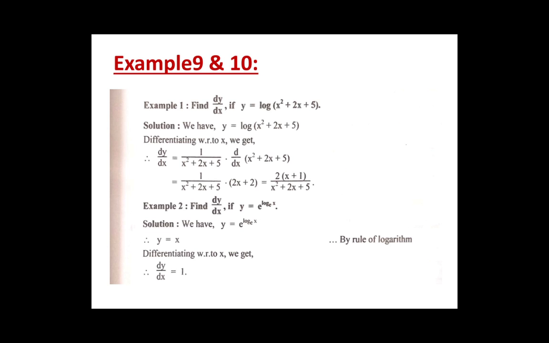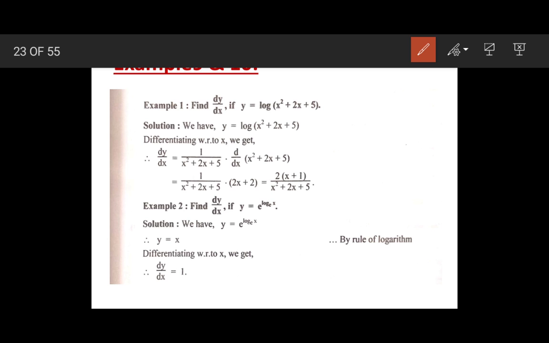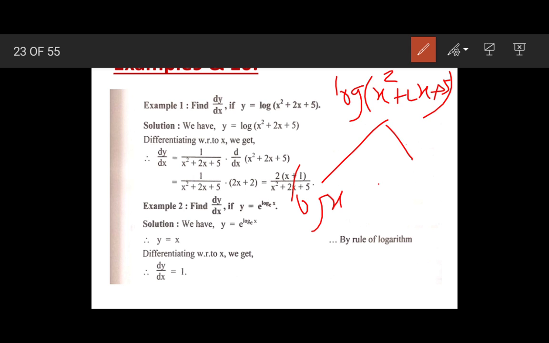Then the next question is, find dy upon dx if y is equal to log of x square plus 2x plus 5. Now class, again see, this log of x square plus 2x plus 5 is a composite function. First function is log x. Second function is in the form of x square plus 2x plus 5. The derivative of log x is 1 upon x. And here we have to use the u plus v rule, right? So let's start.